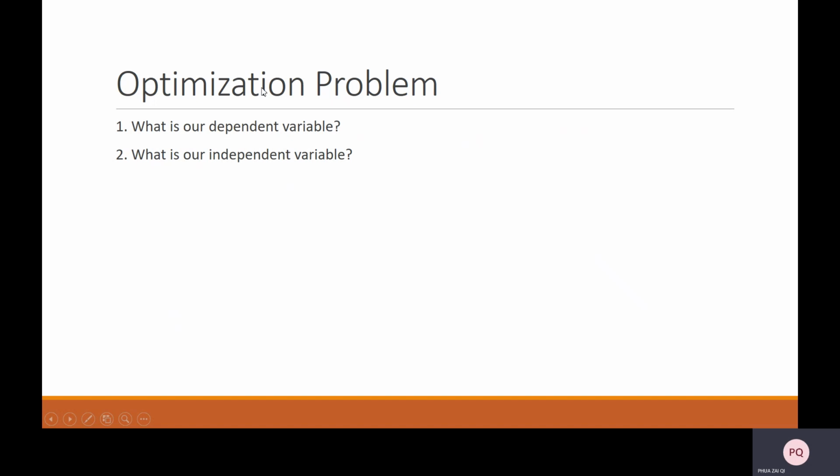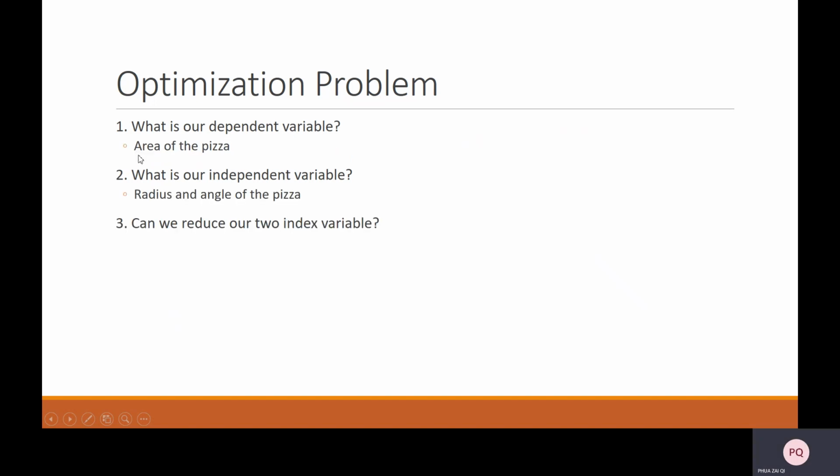Next, we need to find two variables before we start to solve the problem, which are the dependent variable and the independent variable. The dependent variable is the variable that we're trying to maximize or minimize. The independent variable is the variable that we can change. In this question, the dependent variable is the area, and the independent variables are the radius and the angle of the pizza.